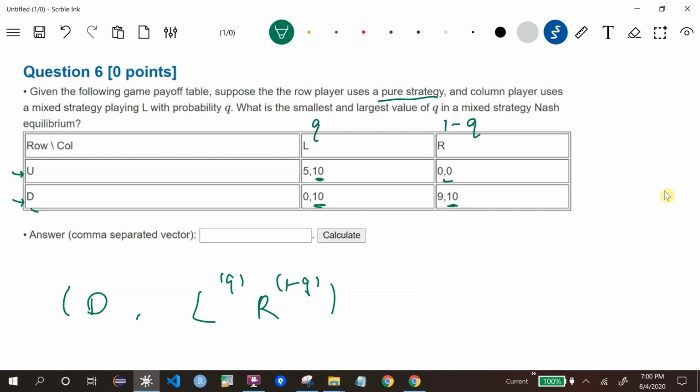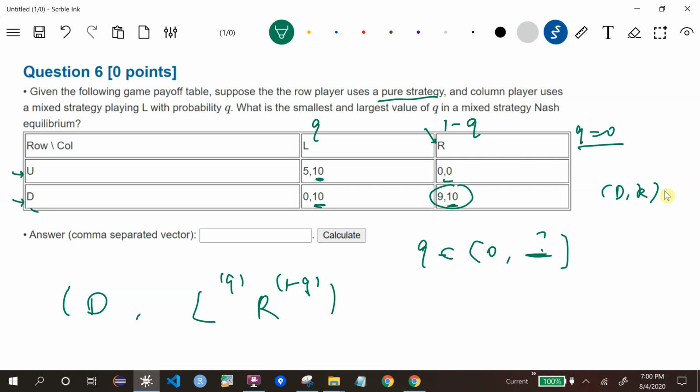And here it seems 100% picking R would work, because if Q is exactly 0, so the column player plays R for sure, then the best response for the row player is also D. So D and R is a pure strategy Nash. So basically the range of Q should contain 0. So Q should be 0 to some number here, and now we need to figure out what this number is.